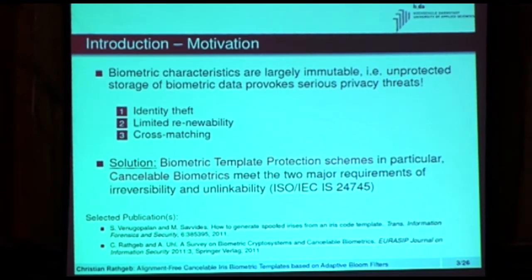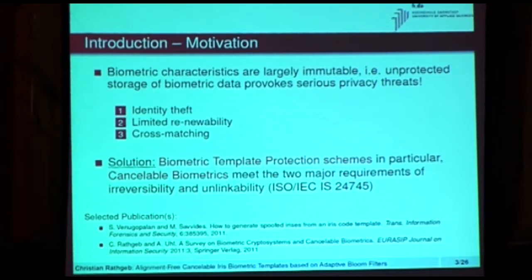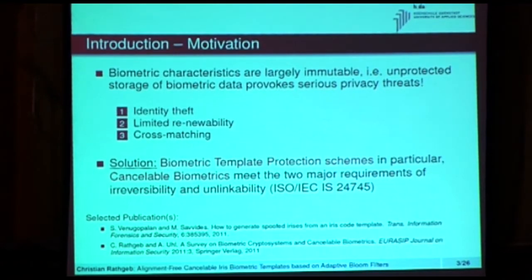We all know biometric characteristics are largely immutable, which causes serious threats such as identity theft, limited renewability, or cross-matching of biometric databases. So basically, template protection schemes, which are categorized as biometric cryptosystems and cancelable biometrics, offer solutions to this vulnerability by meeting the two major requirements of biometric information protection, namely irreversibility and unlinkability, which are defined in ISO 24745.